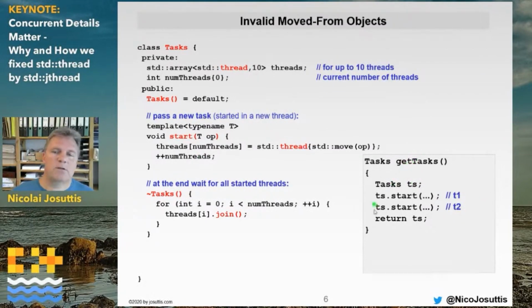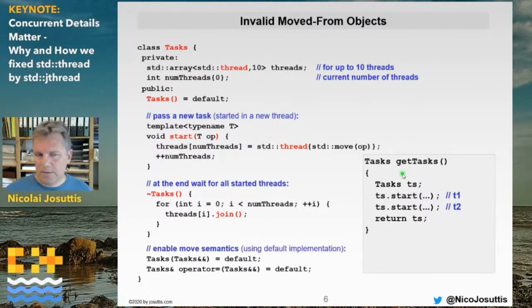Let's initialize a couple of tasks and return them by value to somewhere and assign that somewhere later. So let's enable move semantics. That's easy. Let's declare that the move constructor and the move assignment operator are defaulted, using the default implementation of move semantics.